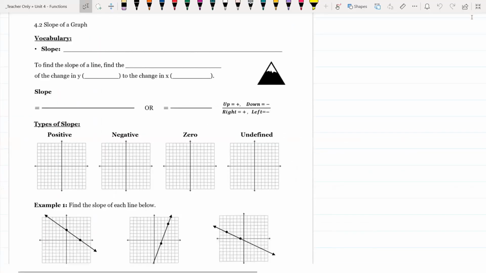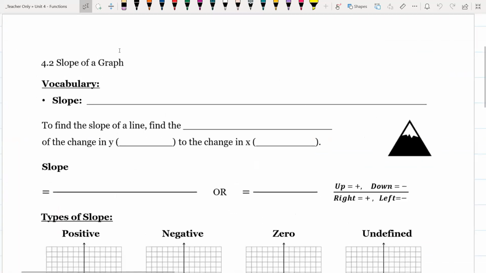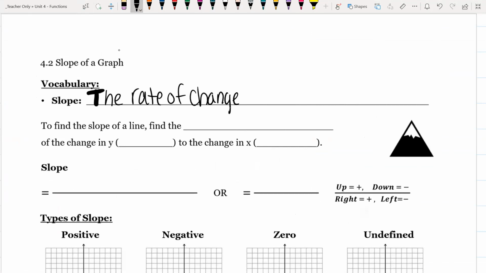All right, so we're going to talk about the slope. So what is the slope might be your question. So the slope is the rate of change. So it's the rate of change between 2 points on a line.